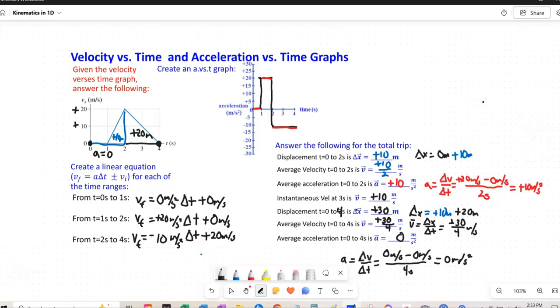So again, this is how we construct acceleration versus time graphs. And I hope you learned a lot. Have a good day.